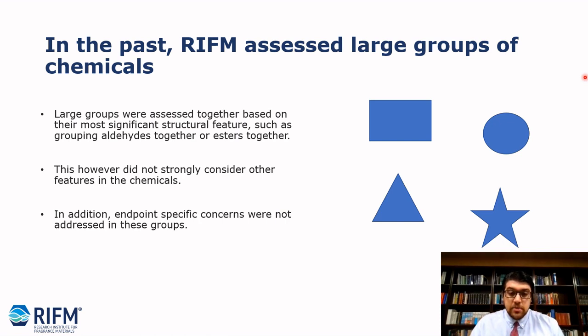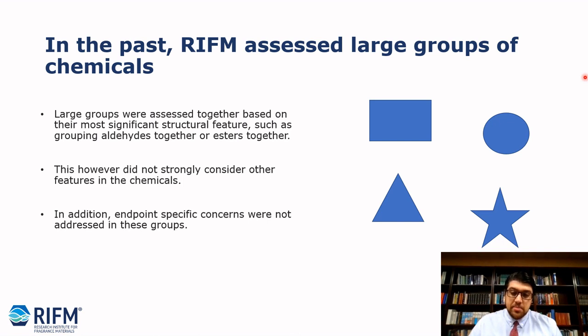So in the past, RIFM used to assess large groups of chemicals. These large groups were based on their most significant structural feature, something like grouping all of the aldehydes together or grouping all of the esters together. This, however, did not strongly consider other features in the chemicals.